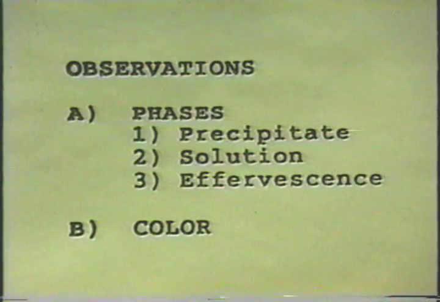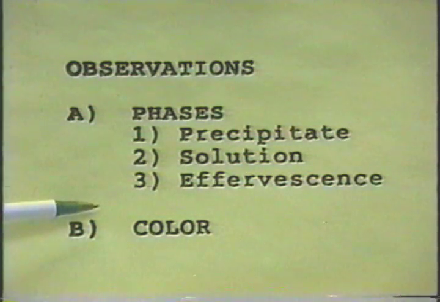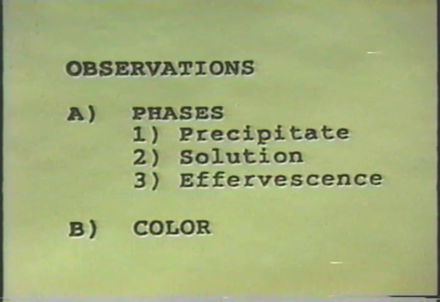Now, the other obvious observation is color. Please do not assume that the color is obvious. If a white solid forms, call it a white precipitate. If nothing appears to happen and the resulting solution is clear and colorless, call it a colorless solution.